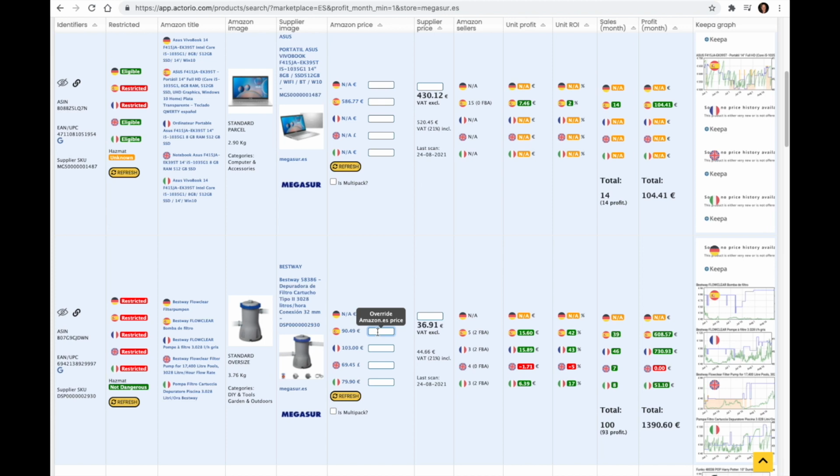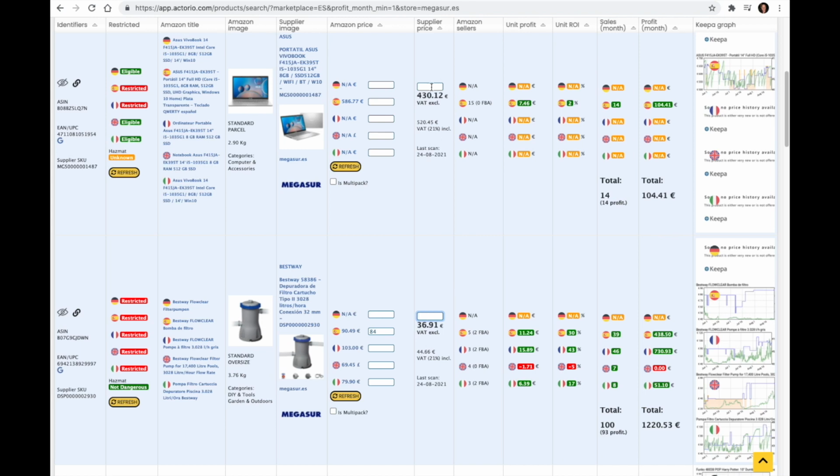So what I can do here is I can simply override the price by putting 85, and I can see that all of the unit profit, unit price, sales, month, and profits are all updated accordingly. As soon as I leave the box, the price gets updated.